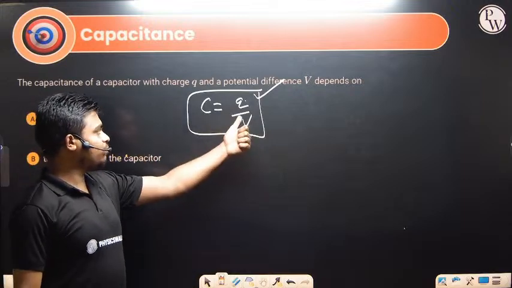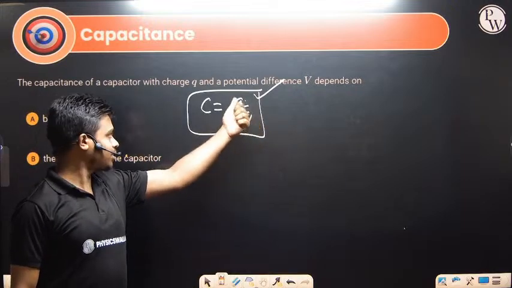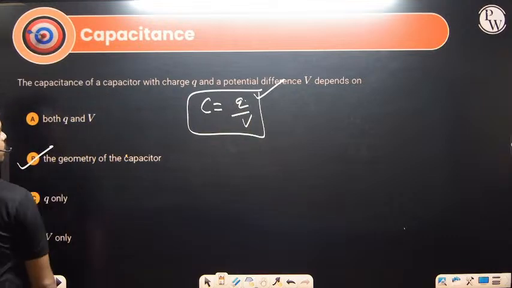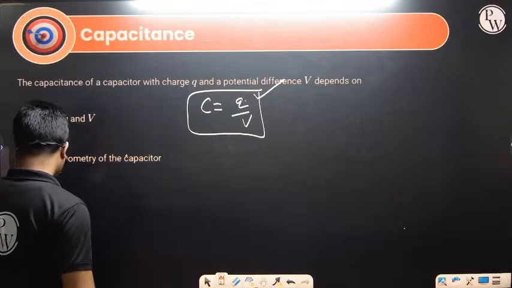On increasing the potential, Q will increase. On increasing the charge, V will also increase. So here it depends on geometry. Okay, it depends on geometry.